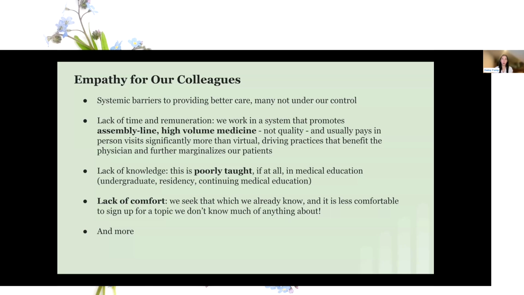Lack of knowledge, it's poorly taught, if at all, in medical education. That's med school, residency, continuing medical education. We don't see it. And it's an uncomfortable space when somebody doesn't know anything. And that goes for all of us, but it goes for our profession, that if we're in a space of uncertainty, it's uncomfortable, and we might not actually seek further education because it's that uncomfortable. We don't want to feel like we don't know, so we just don't even go there. And that harms patients, right?